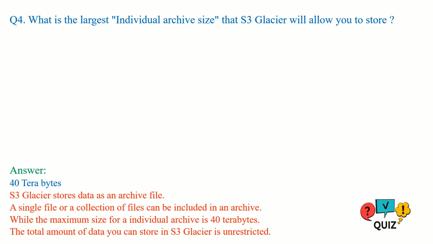S3 Glacier stores data as an archive file. It is not like the object files that we store. In S3 Glacier, the files will be stored as an archive. A single file or a collection of files can be included in an archive. So while the maximum size of an individual archive is 40 terabytes, the total amount of data that you can store in S3 Glacier is unrestricted. What does that mean? As you keep uploading data, the S3 Glacier size will keep increasing. All right, let's move on to the next one.